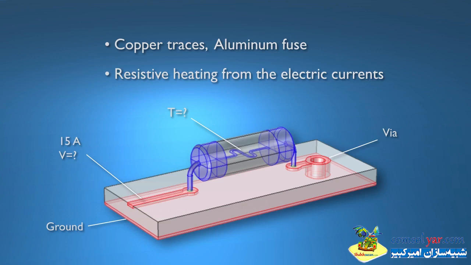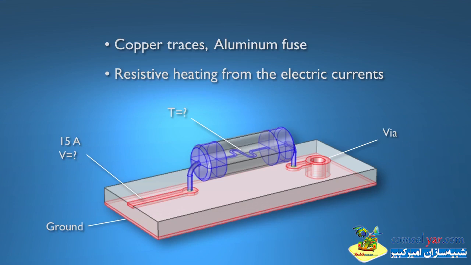Or rather, I'll assign a 15 amp input current to the patch and ground to the ground plane, and COMSOL will find out the rest for us. This includes the resulting Joule heating and temperature increase. The question we'll hopefully be able to answer by the end is, will it blow?